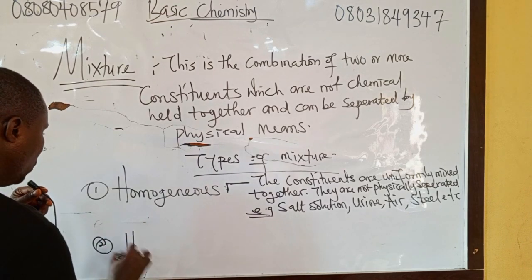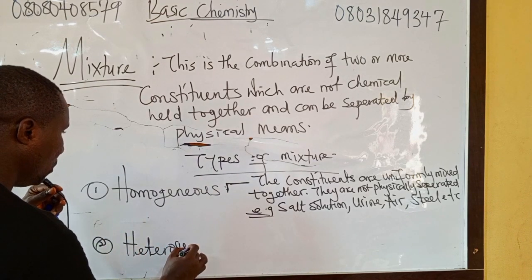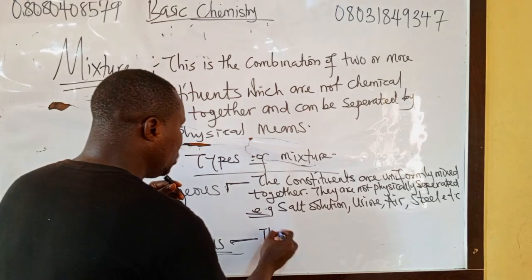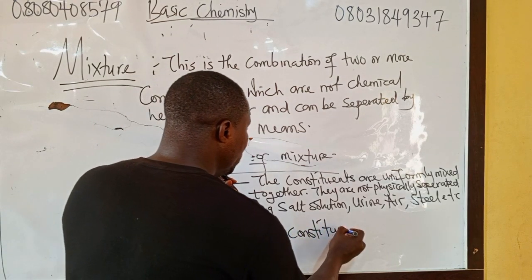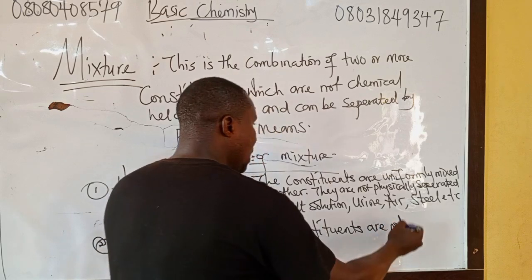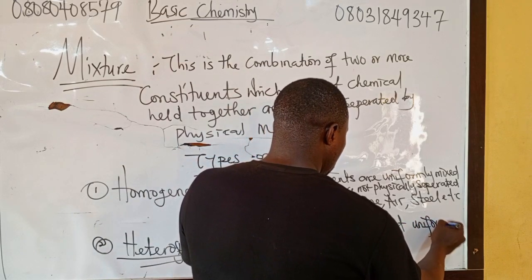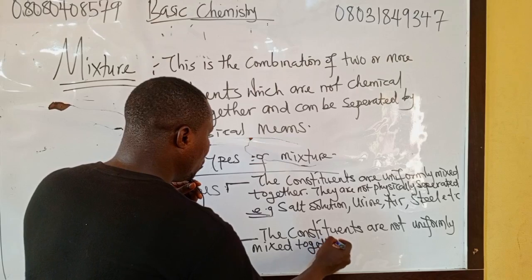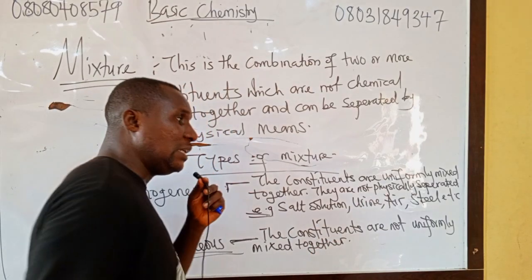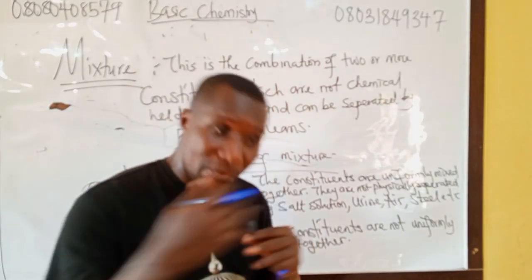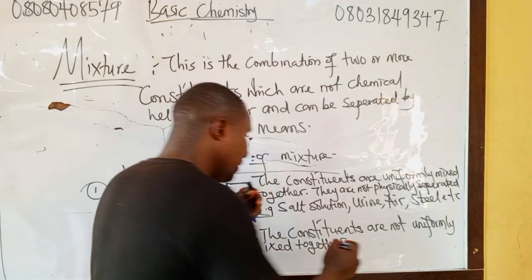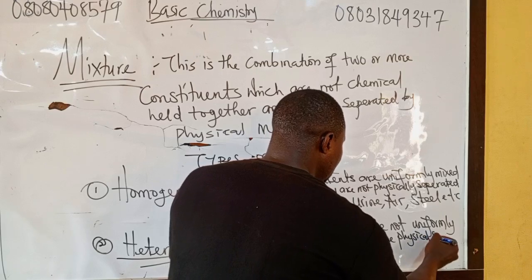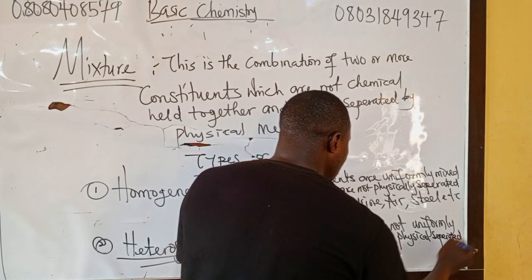Let's look at the last one. Heterogeneous mixture. In this one, the constituents are not uniformly mixed together. Another thing, they are physically separated. You will see it. The constituents are physically separated.